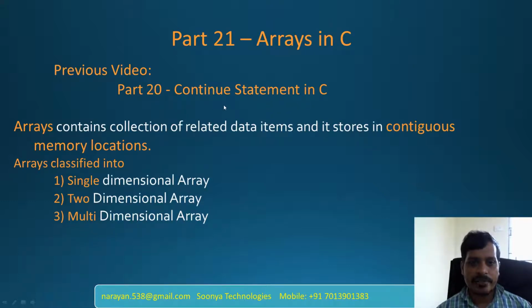What is an array? An array contains a collection of related data items and stores them in contiguous memory locations. Arrays are classified into single dimensional arrays, two dimensional arrays and multi-dimensional arrays. We'll discuss these concepts using VS Code. Launch VS Code and create a C application.